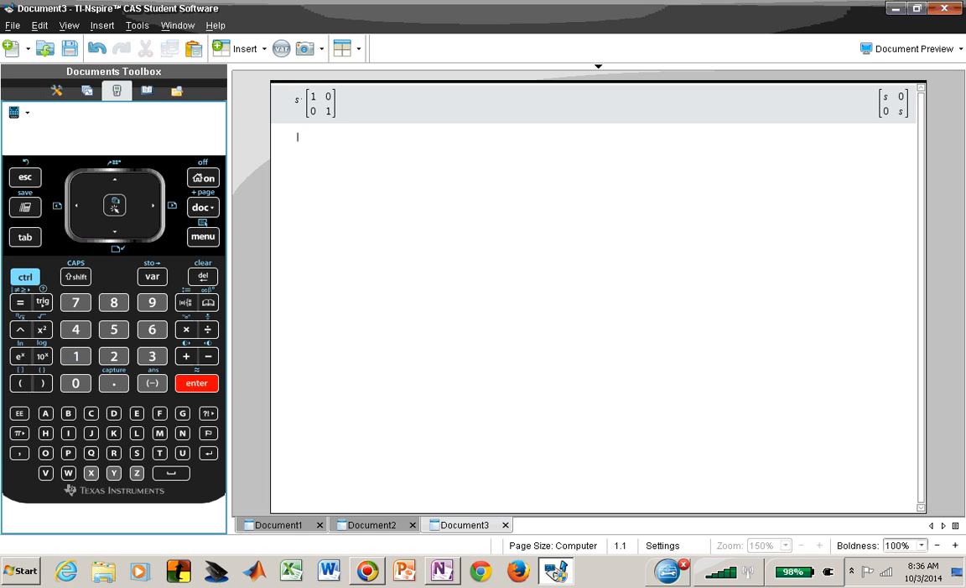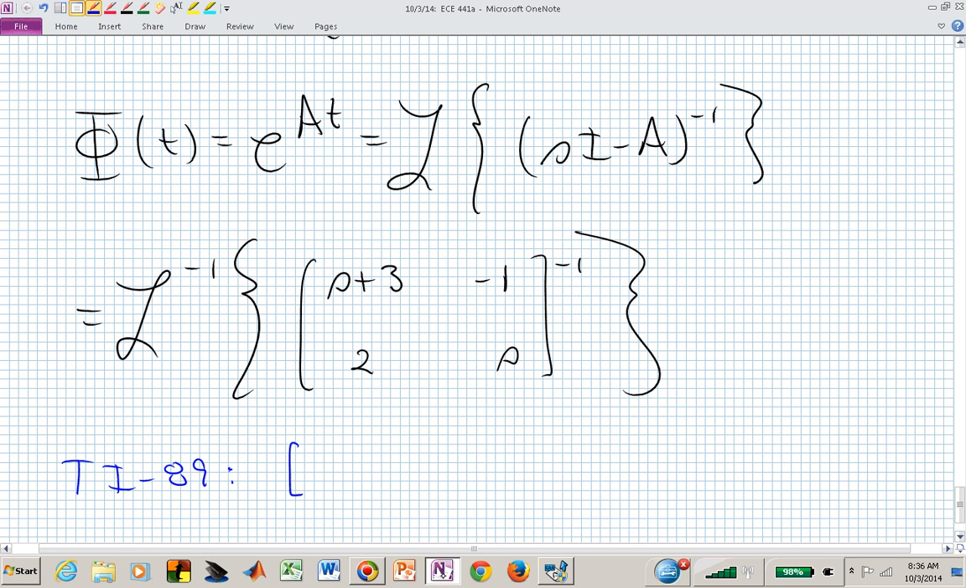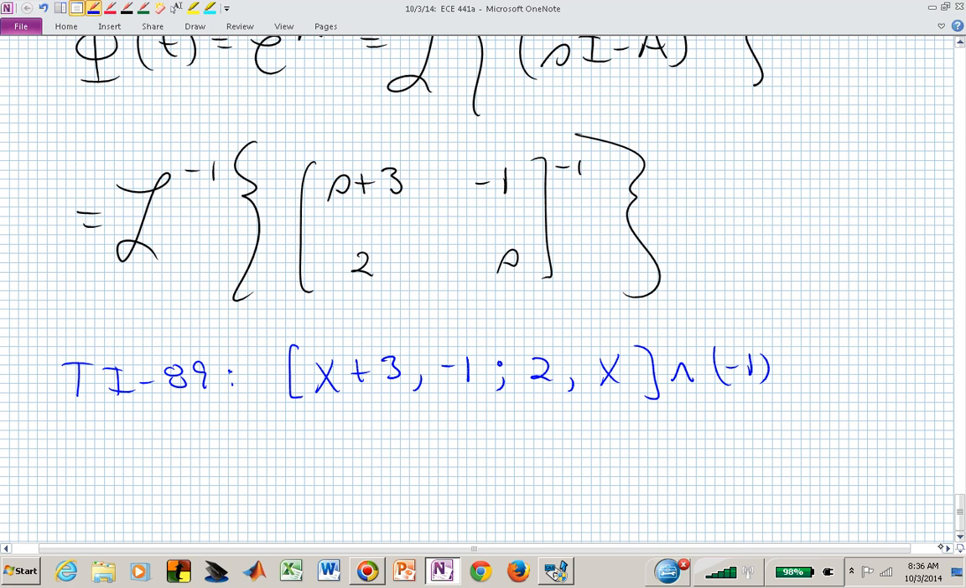And then you hit enter. And there's the sI minus A. So that's what I want. In the TI, you might say, you just do it all. You say s plus 3, comma, minus 1, semicolon, get you into the next row. Then you do 2, comma, s, and then you do this caret, raise that to the minus 1 power, and you're good to go. Is that clear? And then it has the matrix inverted for you.